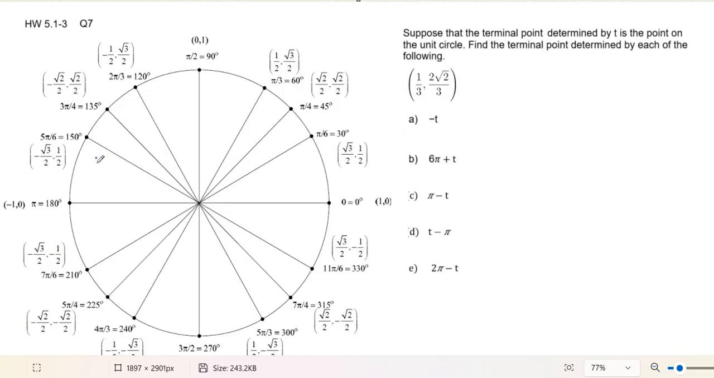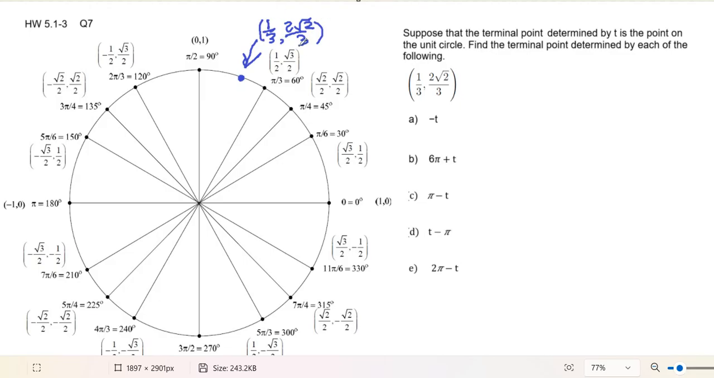These are all of the standard angles on the unit circle and their coordinates. So for this one, we'd go 1/3 to the right and 2 root 2 over 3 up. So 1/3 to the right would be about right here, and then we'd go up from there. So that is our given point. So this right here is 1/3, 2 root 2 over 3, and that is a quadrant 1 point.